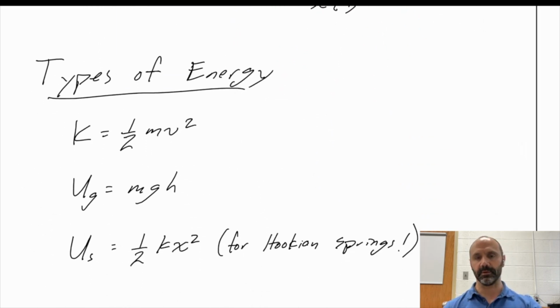Okay, there are types of energy. The main types of energy that we're talking about in terms of mechanical energy that we're concerned with in this class: kinetic energy, 1/2 mv squared. That's the equation for that. Gravitational potential energy, mgh. We abbreviate it U sub g.